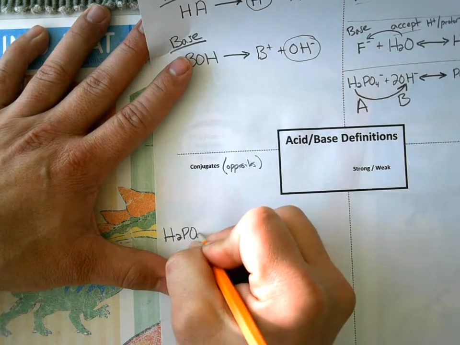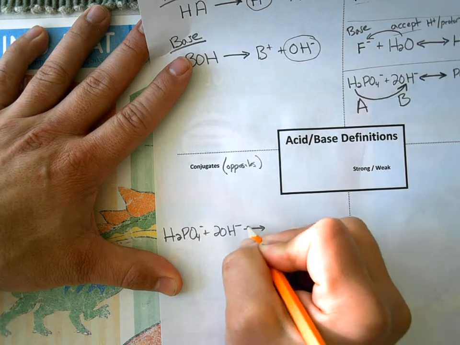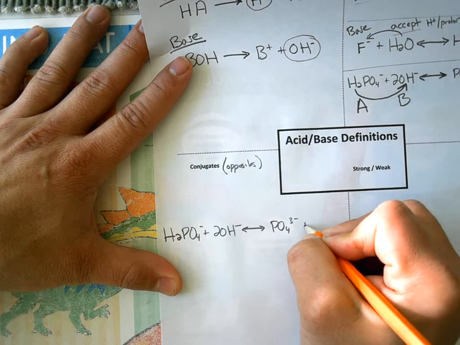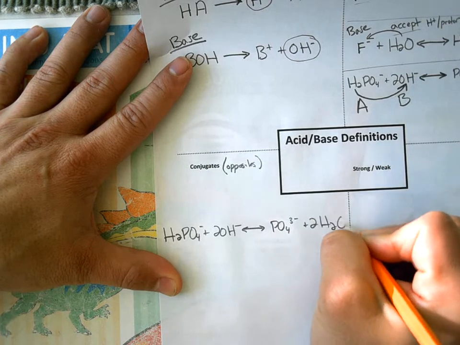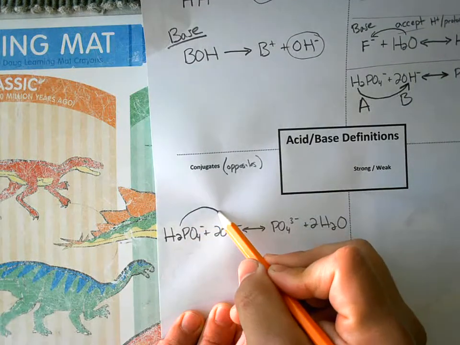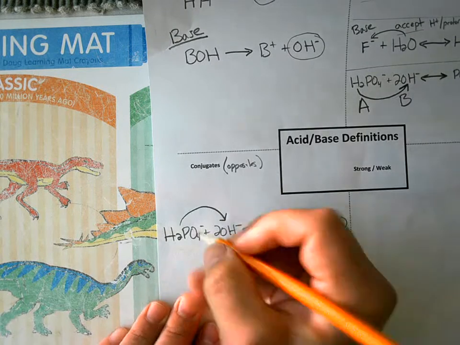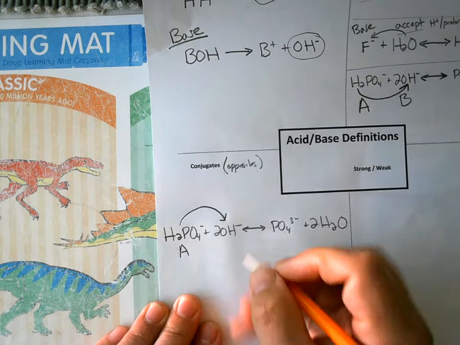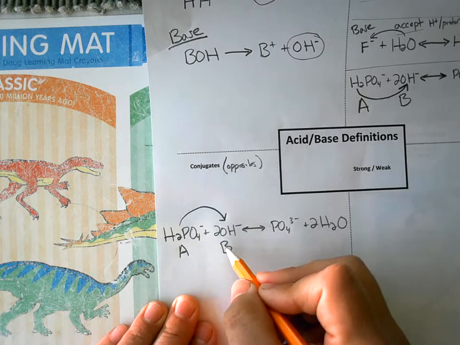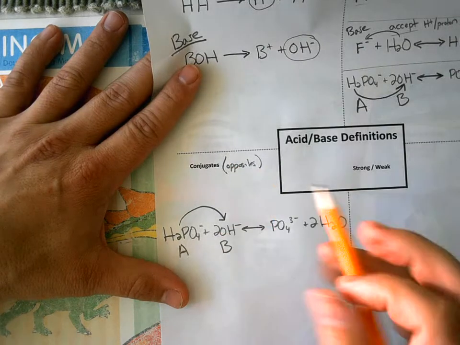H2PO4 minus reacting with 2 hydroxide ions to produce this phosphate ion and 2 H2Os. Now in this reaction, again, we already stated that the H2PO4 minus would be donating the H pluses to the OH minuses. So this would be our acid, and this would be our base. We could also say Bronsted-Lowry acid and Bronsted-Lowry base. Now, what is a conjugate? A conjugate is like an opposite.